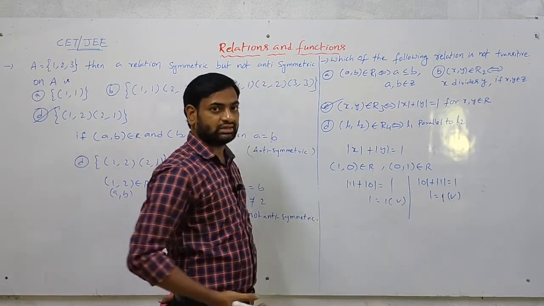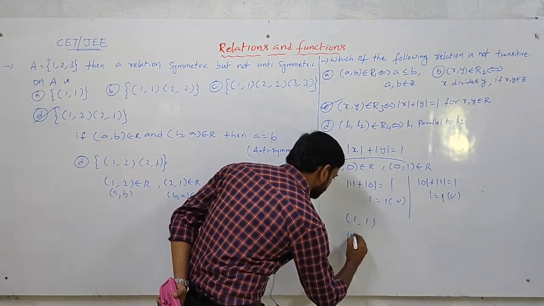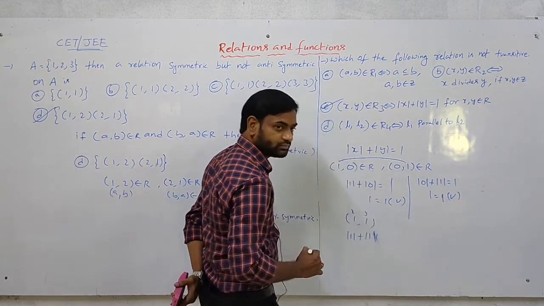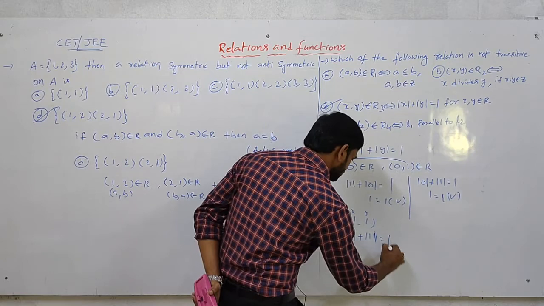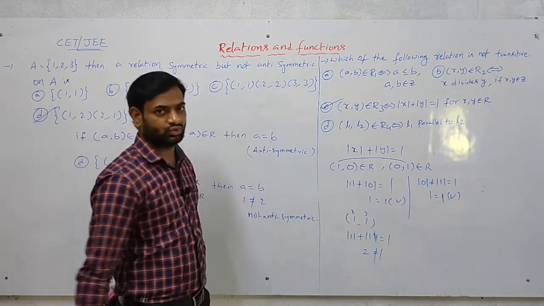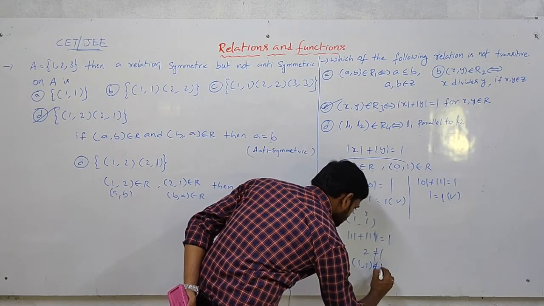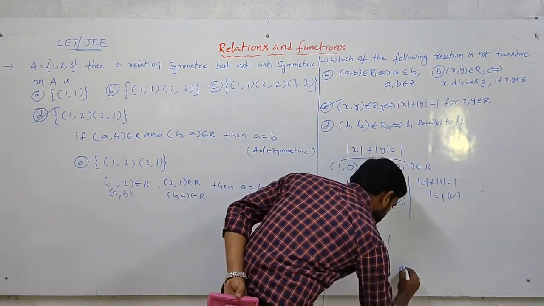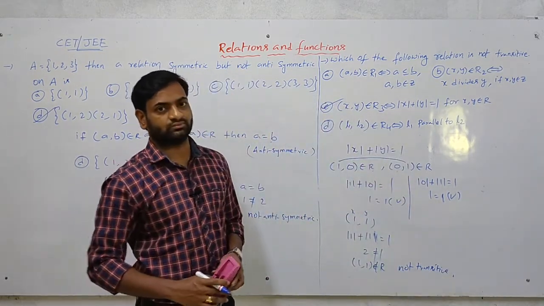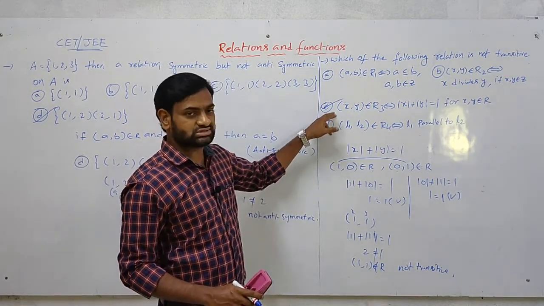Now I have to check (a,c). This one, that is (1,1). So mod of 1 plus mod of 1 is equal to 1? 1 plus 1 is 2. Is 2 equal to 1? No, it is not equal. So this (1,1) does not belong to the relation. So it is not transitive. Which is not transitive is option C.